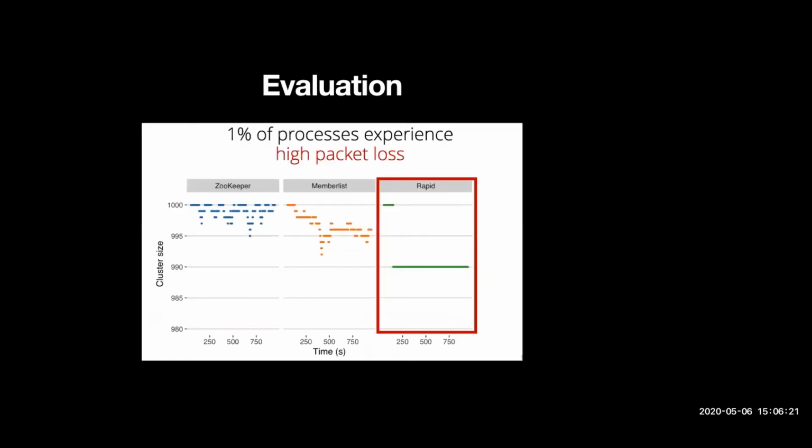In the next slide, they introduce high packet loss in 1% of the processes. Both Zookeeper and memberlist are not able to stabilize the membership view, and they are not able to guarantee anything in case of gray failure like high packet loss. However, Rapid is able to quickly give a stable view across all of the nodes. We can see that 990 nodes are detected by Rapid almost immediately.